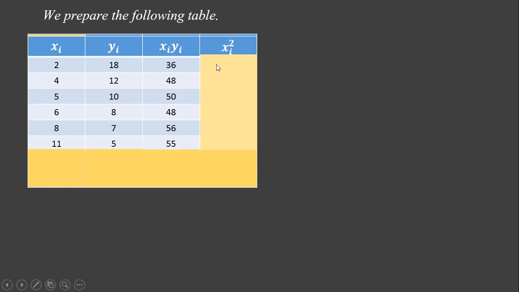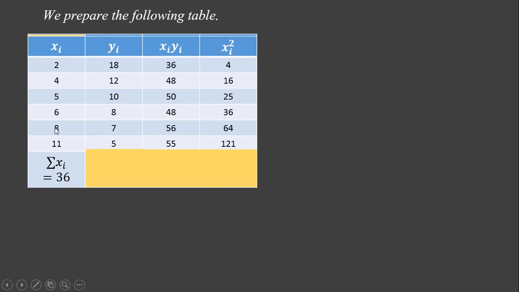So after this column, the last column is xi square. Now values of x are these: 2, 4, 5, 6, 8, 11. We have to take their squares. We write these squares in this column for xi square. So here 2 square is 4, 4 square is 16, then 5 square 25, 6 square 36, here 8 square 64, 11 square 121.